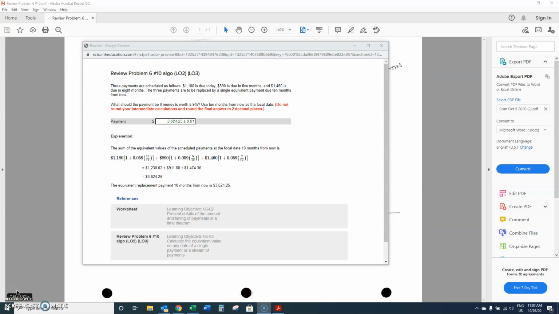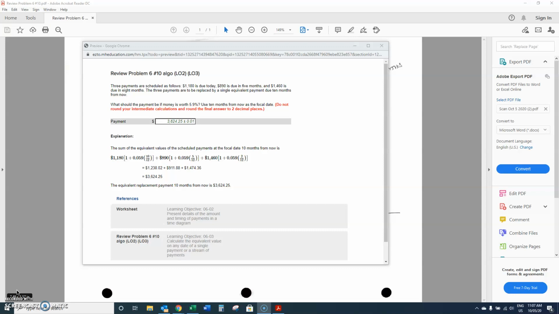Hi, I'm back with another question from the assignment. This one, 3 payments are scheduled as follows. $1,180 is due today, $890 is due in 5 months, and $1,460 is due in 8 months.